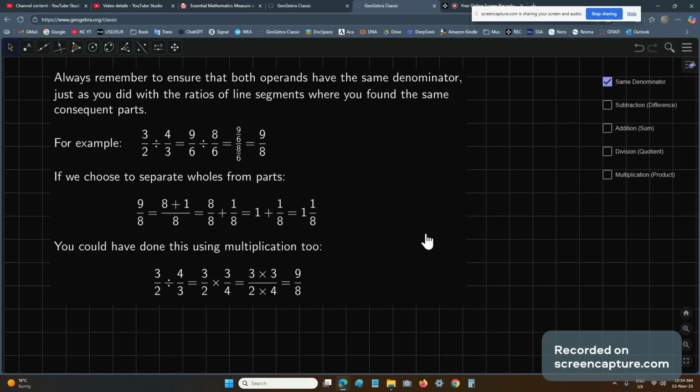Okay, as you saw with the ratios of line segments in the second and third videos, where you found the same consequent parts, and we used this example, 3/2 and 4/3, it's much easier to do the division if they have the same denominator, that is 6. Okay, so 9/6 is an equivalent fraction of 3/2, and 8/6 is an equivalent fraction of 4/3. And we obtained 9/6 by multiplying this by 3/3 and multiplying this by 2/2. Okay, and so that gives us this fraction here.